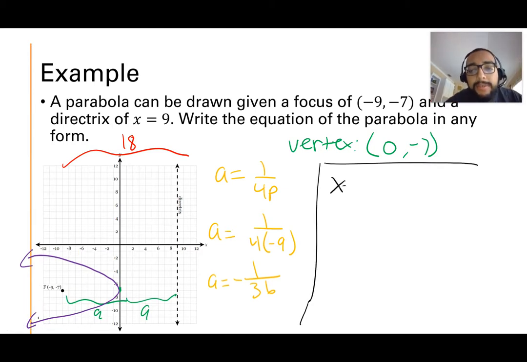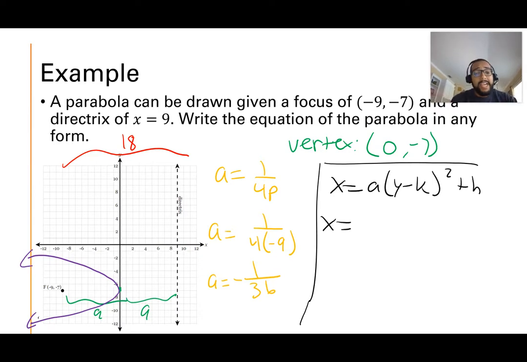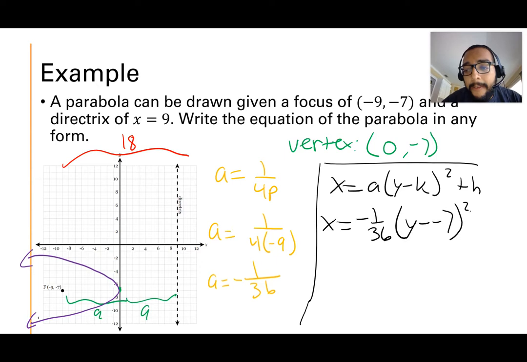So x equals a times (y minus k) squared plus h. My a value in this case is just -1/36. My k value is the y of my vertex. Notice again, the y is -7, so I'll say y minus -7. And the h is 0, so you don't need to say +0. I'll say it right now just so you know that's what the h value is, but I'll clean it up in a second and erase it.